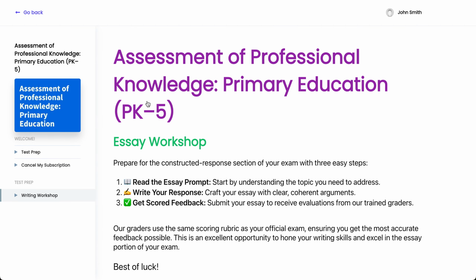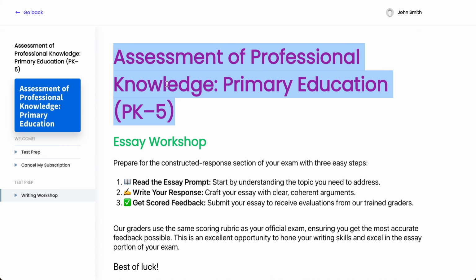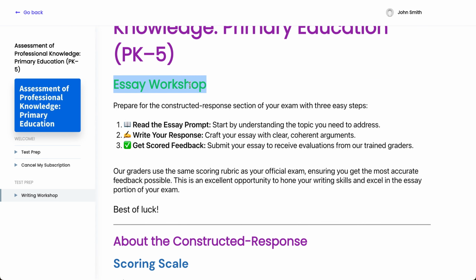So let's go here, and on this page we teach you exactly how to think about and structure the framework for your response so you can get a passing score on your next try. Okay, so again today this is the Assessment of Professional Knowledge Primary Education Pre-K through 5 exam, and this is our essay workshop. So we've got a little 3-step program here.